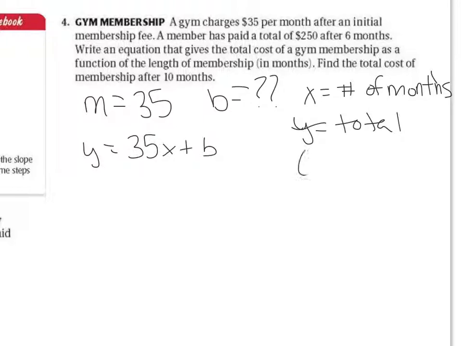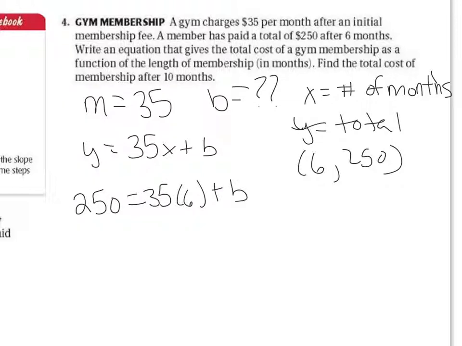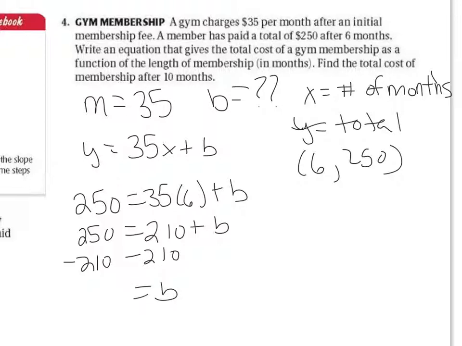But I do have a pair because I know 6 months cost me $250. So $250 total equals the 35 times the 6 months plus the initial fee. Okay, so multiply that out. You get 250 equals 210 plus b. Subtract the 210. You get b equals $40. So the initial amount was $40. So they want my equation. So my equation is y equals $35 per month plus the initial 40.